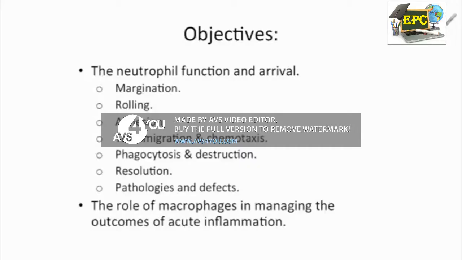Those are our objectives for today. So we are going to talk about the neutrophil function and arrival, which will include the margination, rolling, adhesion, transmigration, phagocytosis, resolution, and pathologies of and defects that might happen in this process. And finally, we will touch briefly on the role of macrophages in managing the acute inflammation outcomes.